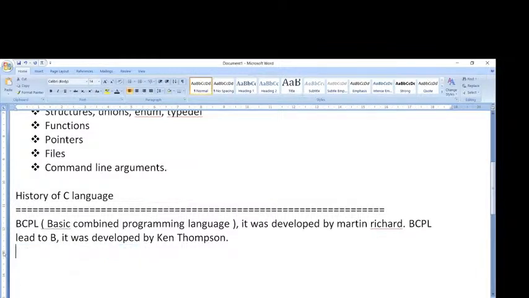Actually, BCPL and B are typeless programming languages. What is the meaning of typeless? Typeless programming languages means these two don't support data types, so they are called typeless. What is the meaning of data types?